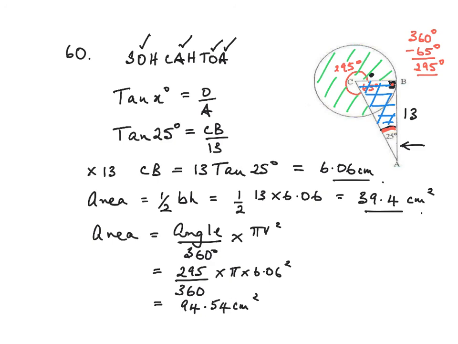centimetres squared. So the total area is 39.4 plus 94.54, and that gives us 133.94 cm squared.